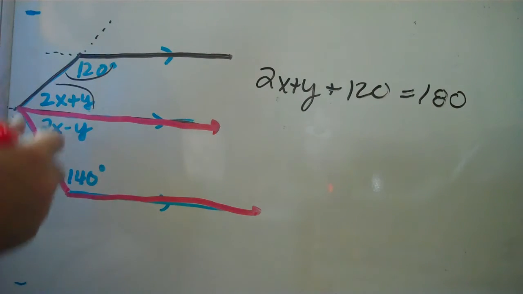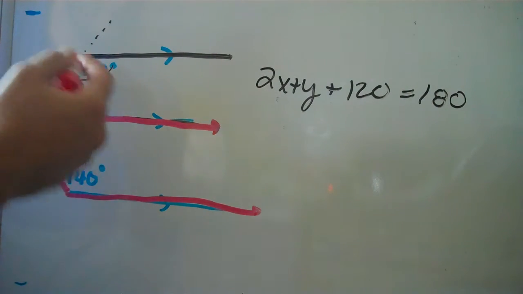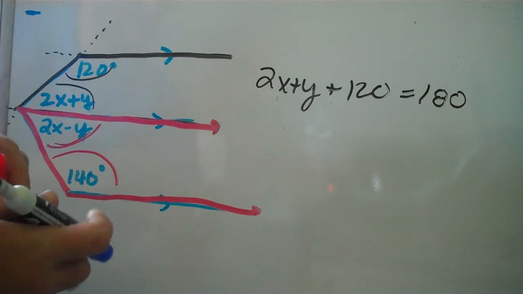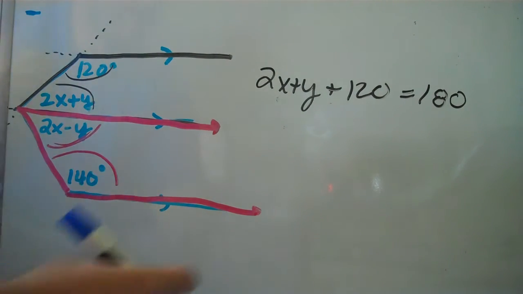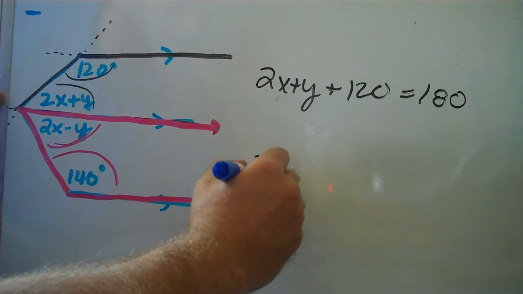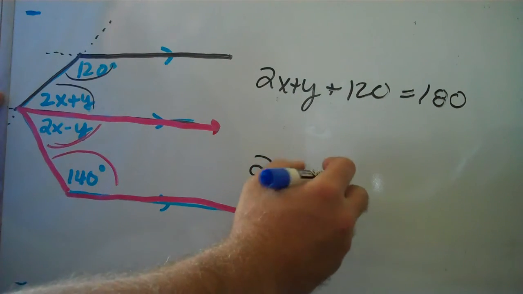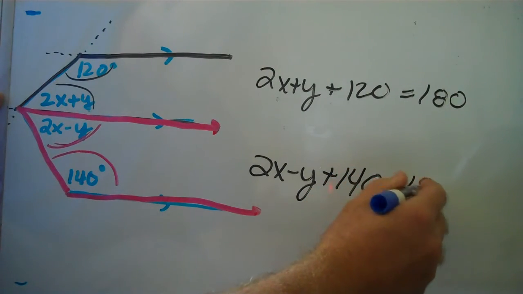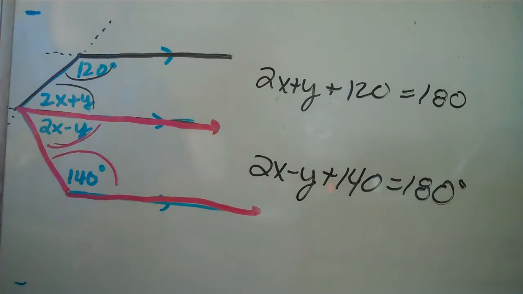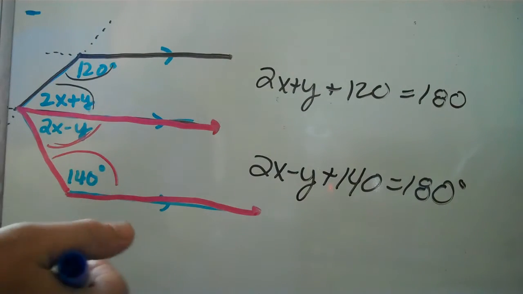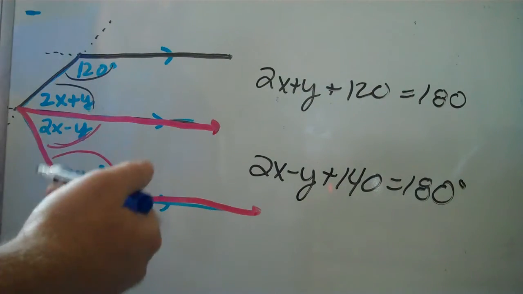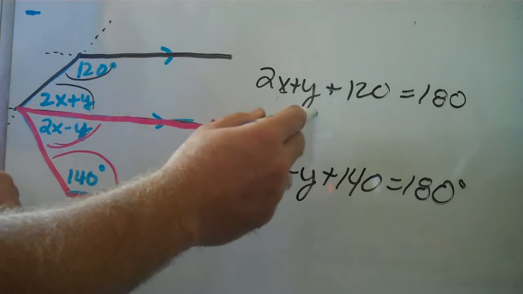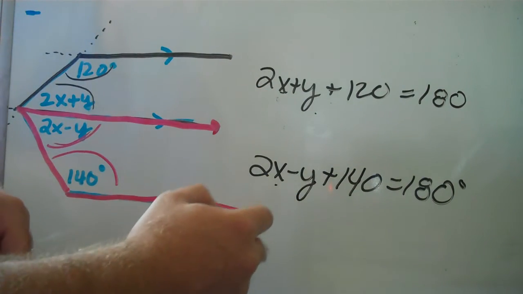And again, hopefully you recognize the same relationship we saw in the top two, that angle there and that angle there are same side interior angles. So we'll take 2x minus y plus 140 is equal to 180 degrees. Now that we have those two equations, again, we haven't solved for x or y, but what's nice is that we have two variables in this equation, and two variables in this equation.